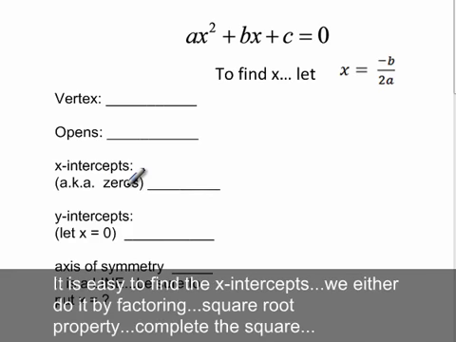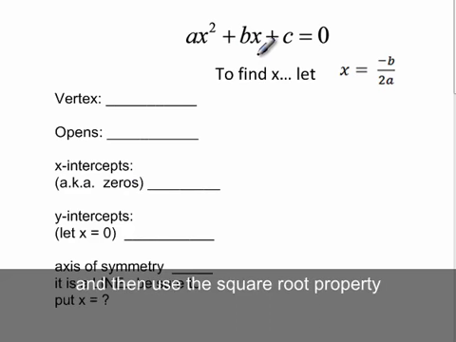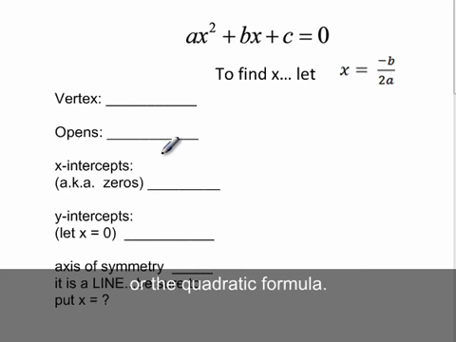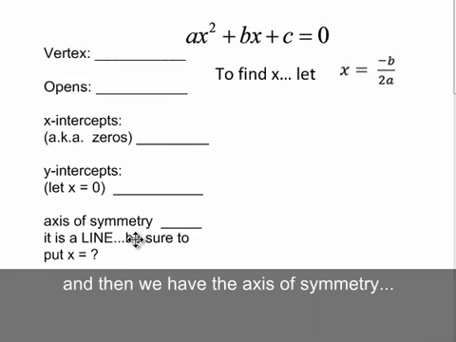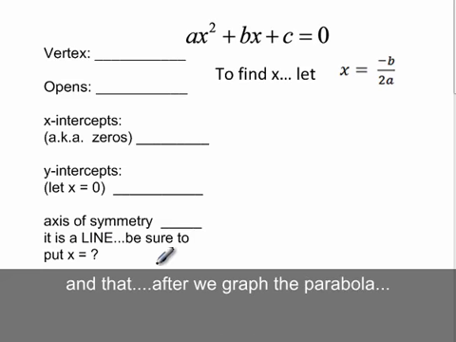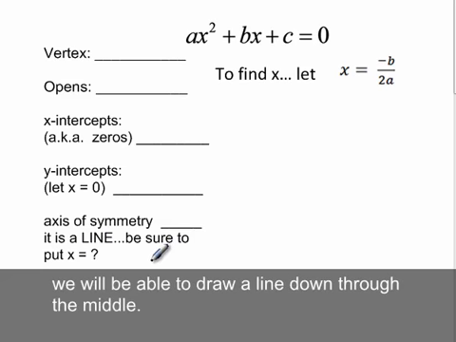It's easy to find the x-intercepts. We either do it by factoring, square root property, complete the square and then use the square root property, or the quadratic formula. It's very easy to find the y-intercepts because we just let x equal 0, do a little math. And then we have the axis of symmetry, and after we graph it, we'll just be able to draw a line down through the middle.